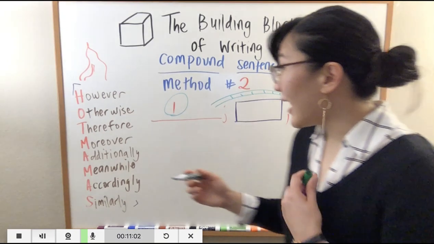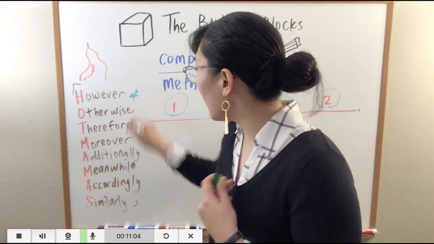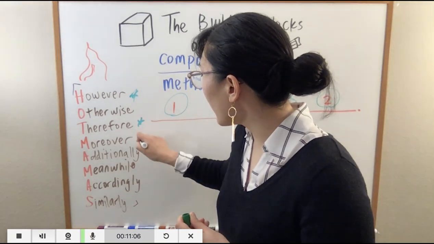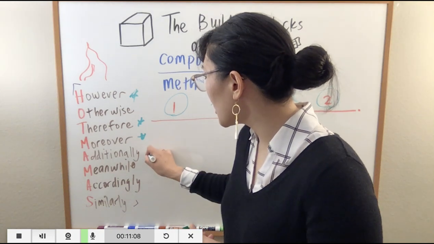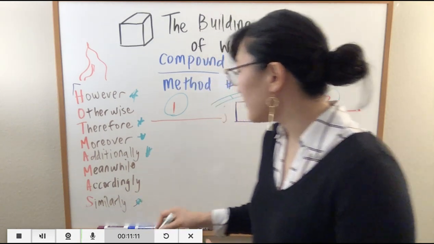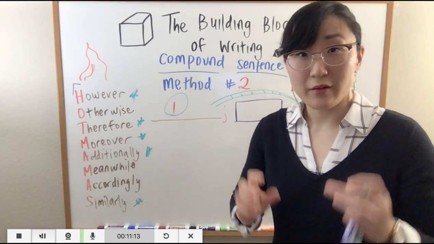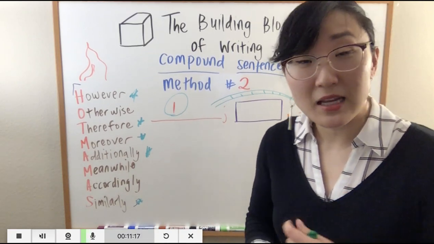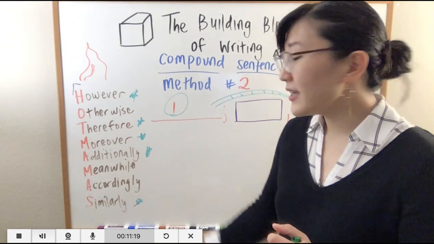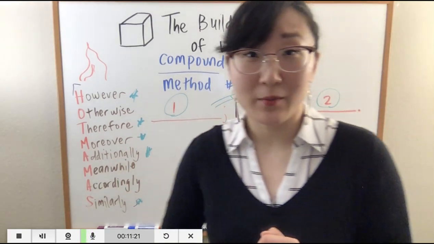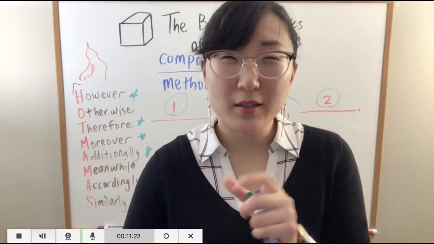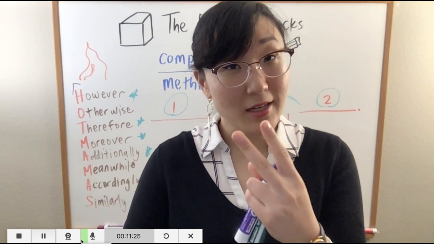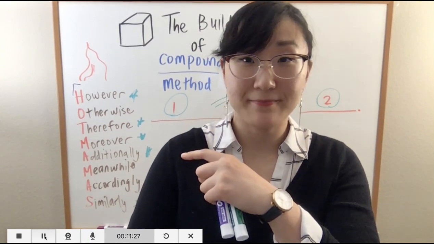So ones that I like to use, I like using however, I like using therefore, I use moreover, sometimes additionally, sometimes similarly. But you pick and choose, right? You see what you like doing, experiment, and you can always send questions to me about this, and I'd be more than happy to go over them with you. Okay, so let's try to put two sentences together using hot mamas.